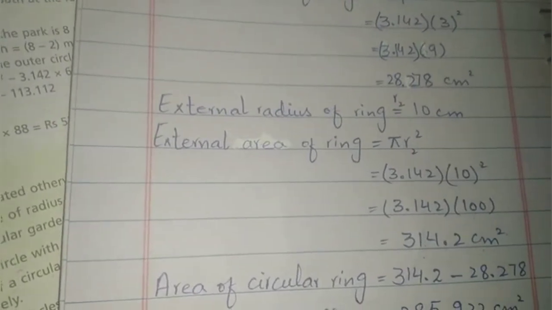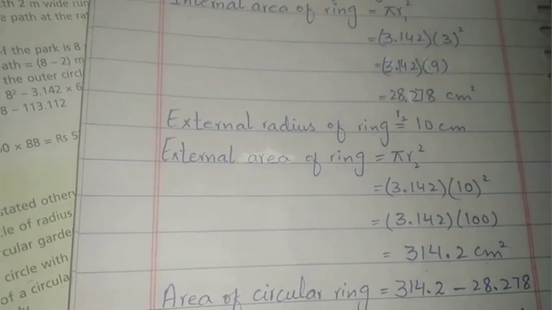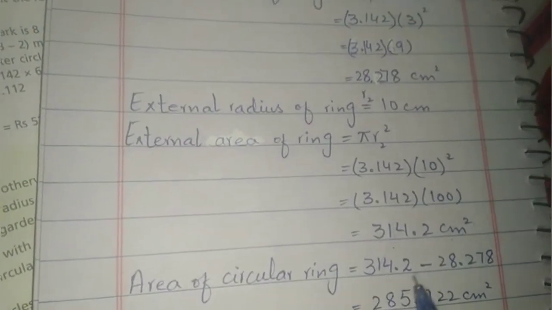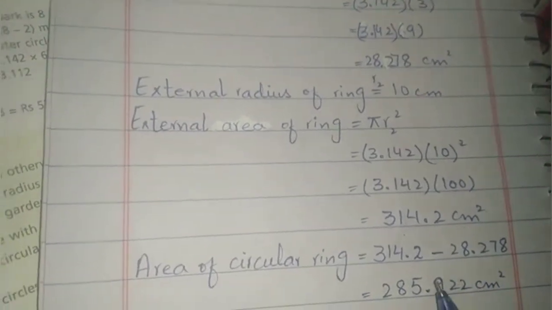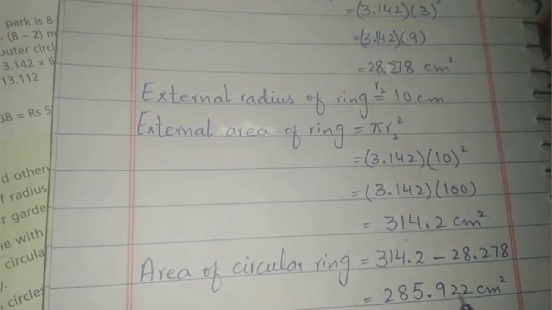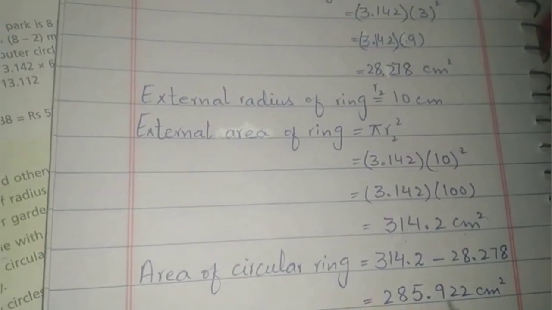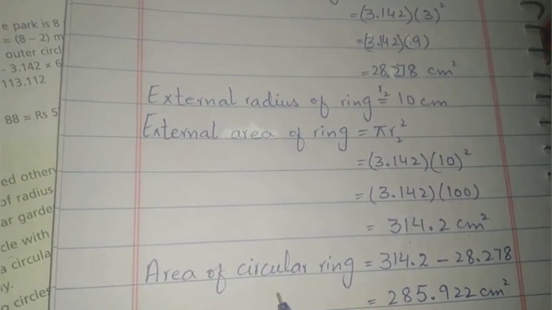To find the area of a circular ring, we subtract the internal area from the external area of the ring. So 314.2 minus 28.278 is equal to 285.922 centimeter square. So 285.922 centimeter square is the area of the circular ring.